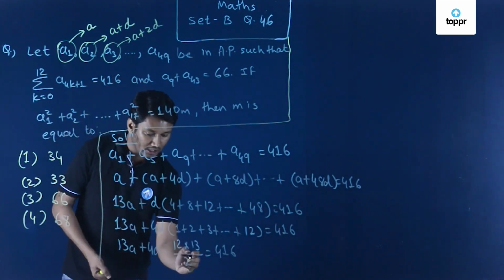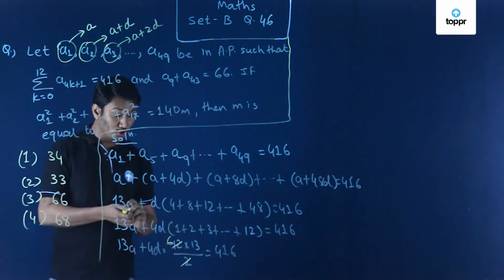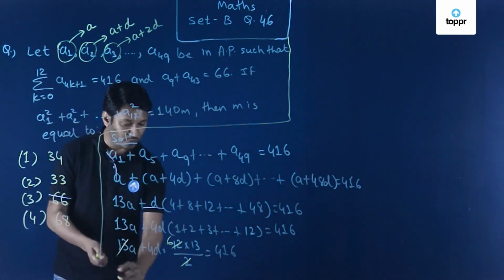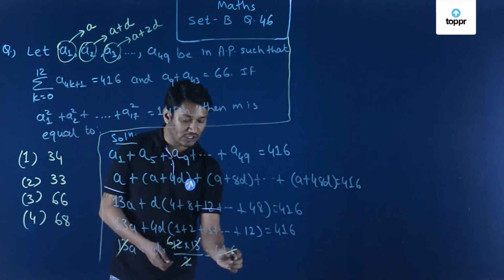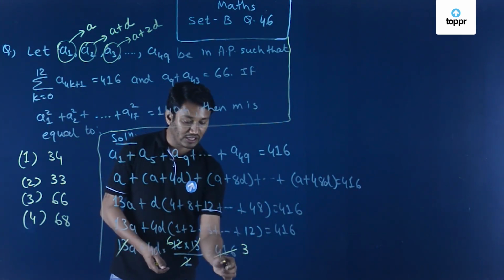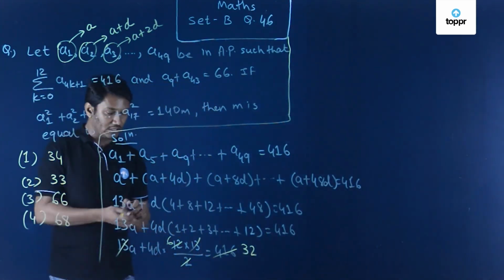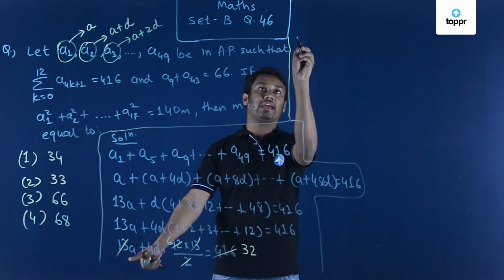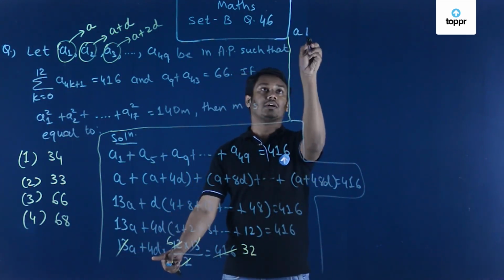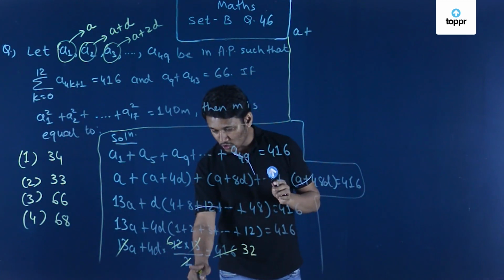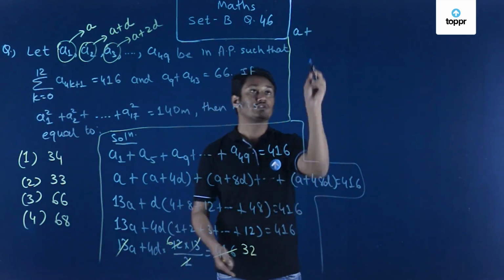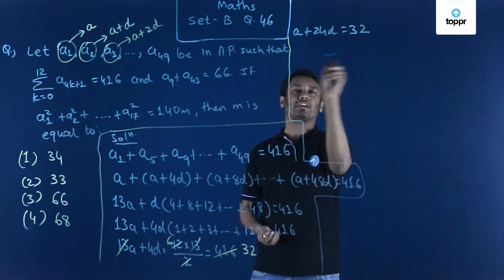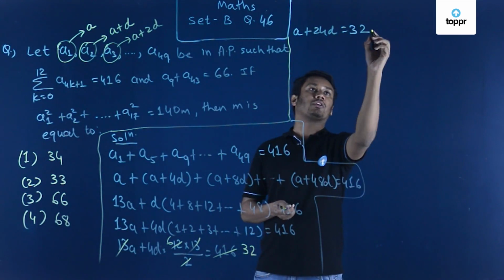You can see that 6 twos are 12 here, and further 13 will cancel out. If I cancel out 13 from here, what do I get? 13 threes are 39, 13 twos are 26. So my equation finally becomes A left out plus, along with D, the 2 is gone and the 13 is also gone, we have 6 fours are 24D, and that is equal to 32. So this becomes one equation in A and D. Let me call it equation number 1.